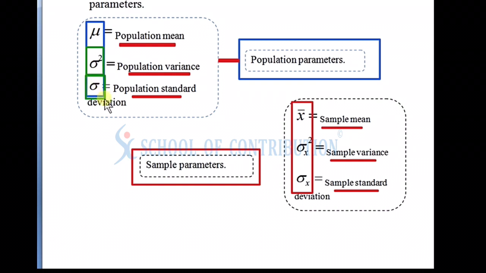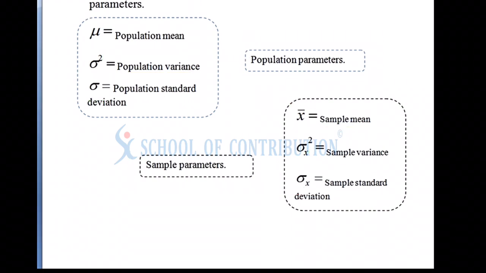And standard deviation by sigma. In case of sample we refer to sample standard deviation as sigma x, and sample variance as sigma x square. Here x refers to the sample, that's the only difference. So these are the three parameters for population and sample.